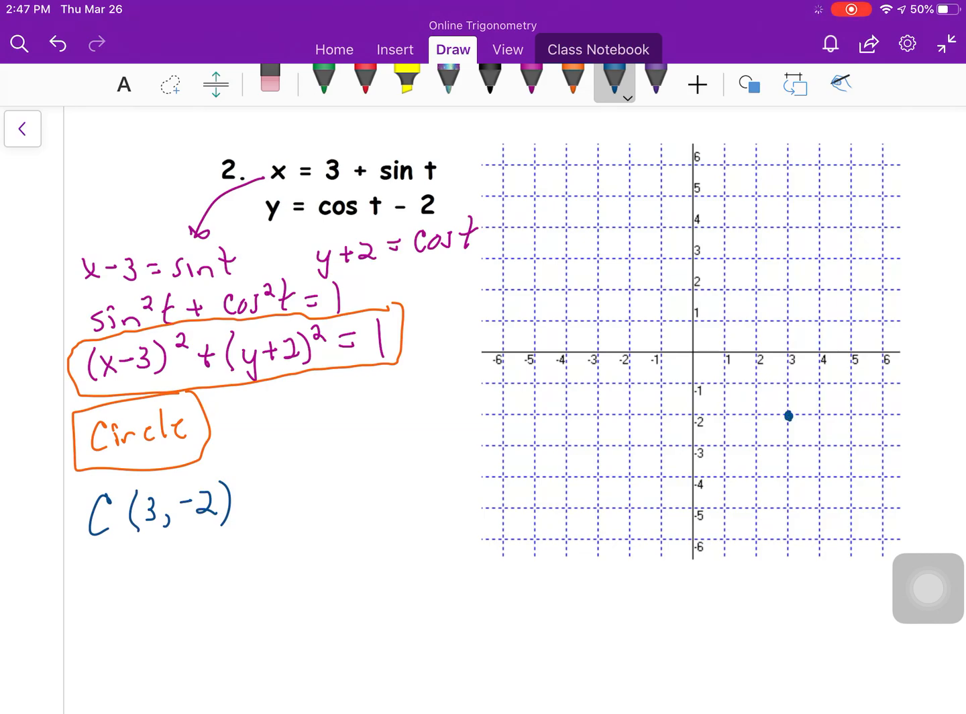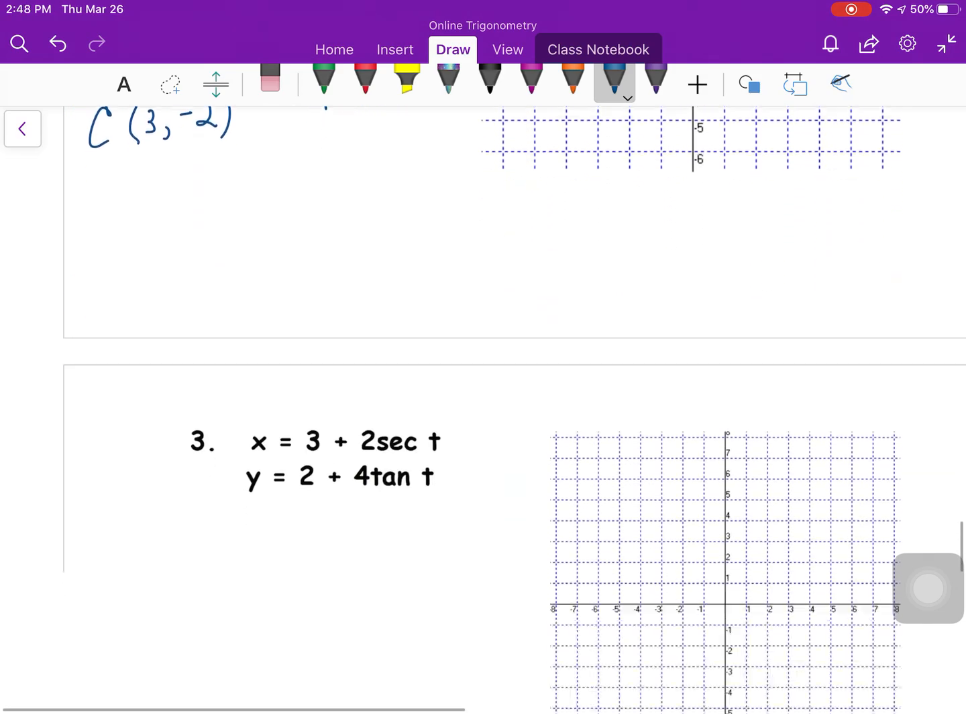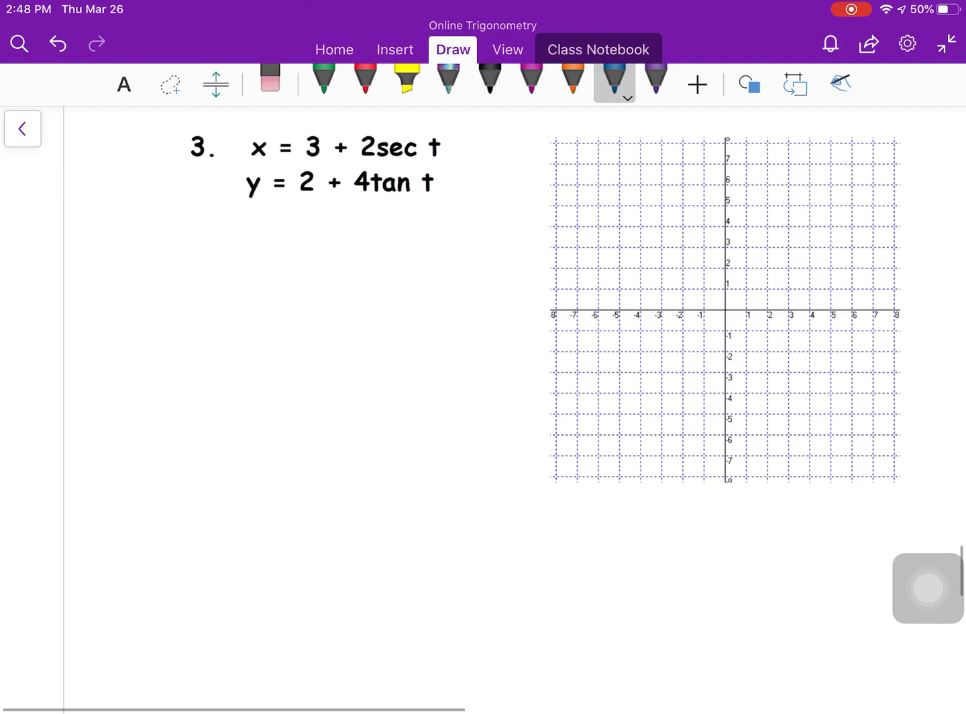So if I go to 3, negative 2, I would be right here. And the radius is the square root of what's over there. Now the square root of 1 is still 1, so the radius is 1. And then we go ahead and sketch our circle. Okay, let's try yet another one.